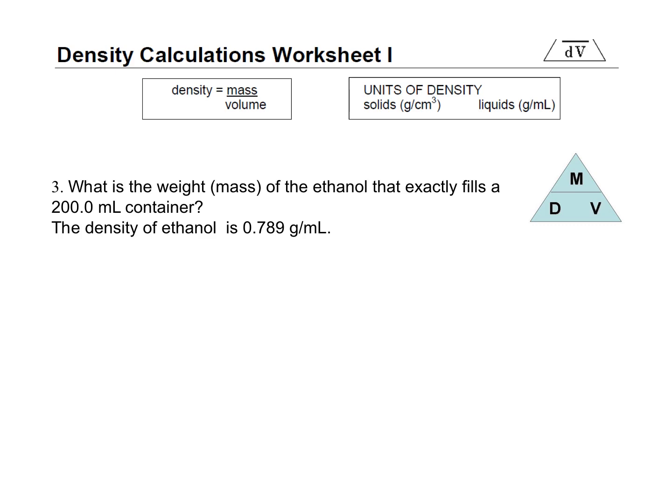Number 3, what is the weight or mass of the ethanol that fills a 200 milliliter container? The density of ethanol is 0.789. Well, look and see what they're asking you for. Bottom line, they're asking you for mass. So you're going to use your triangle, look for the formula. Mass is equal to density times volume. Now plug in the density that they give you and the volume that they give you, and you should be able to solve that for mass.